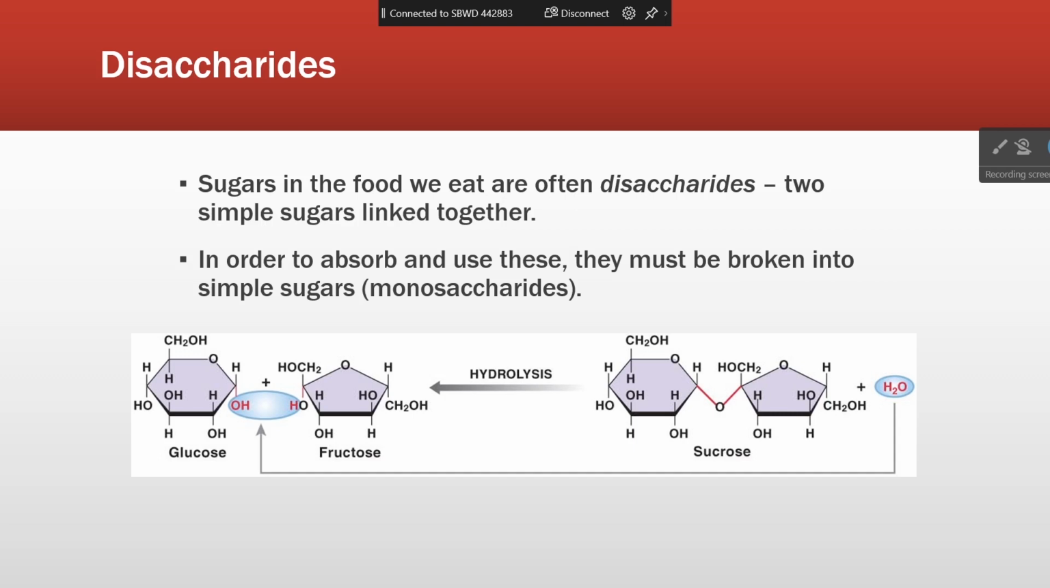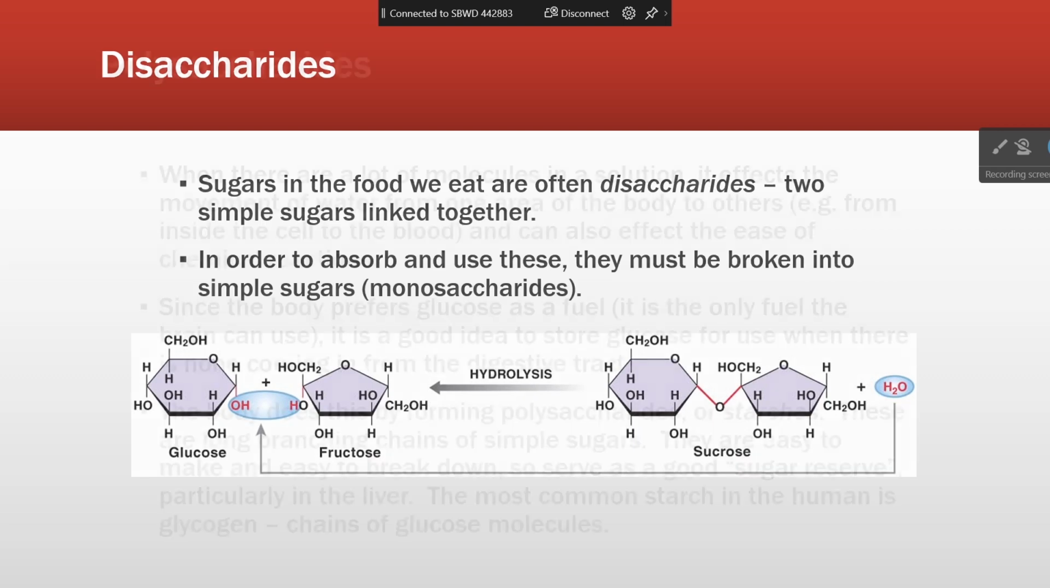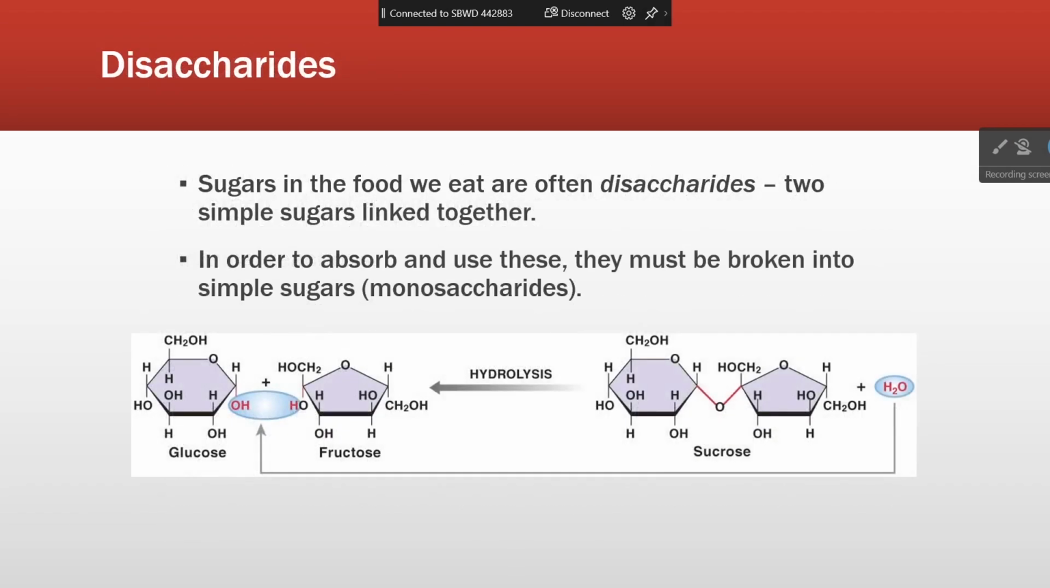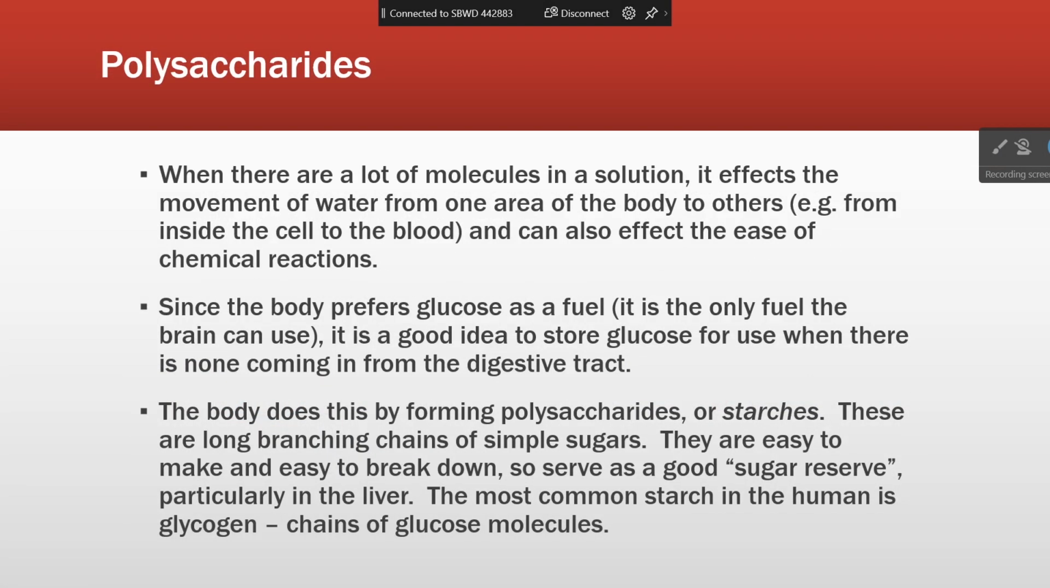Well, a disaccharide is just 2 monosaccharides stuck together. So like sucrose, for example, table sugar, breaks down into fructose and glucose. You get 1 of each. That's a hydrolysis reaction. We'll talk more about the different kinds of disaccharides and this process when we get to the digestive tract in block 2 or 3.